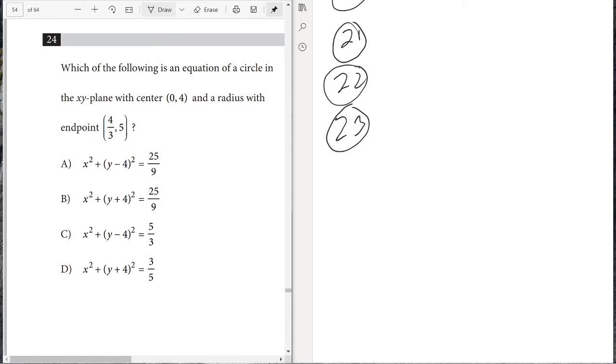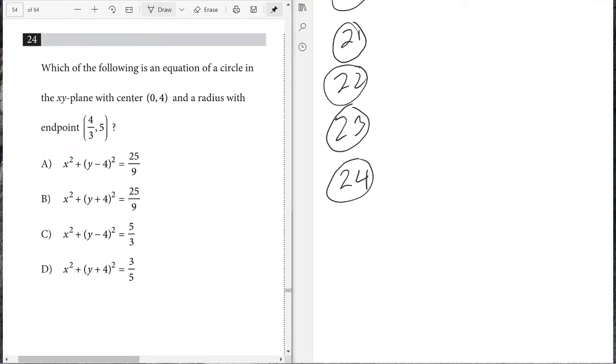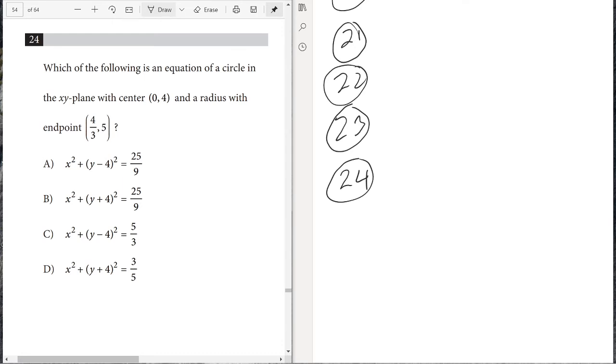All right, 24. Which of the following is an equation of a circle in the xy plane with a center of 0, 4? Oh, this is not bad. And a radius with an endpoint. Oh, that's a little bit worse. Okay, so the center is 0, 4. So let's go ahead and add the draw tool here. So 0, 4 would mean it can't be B or D. It'd have to be either C or A.